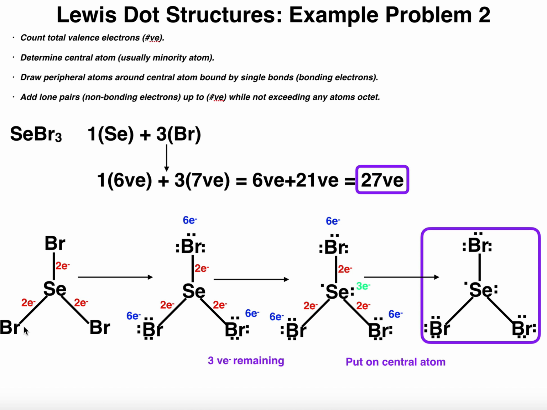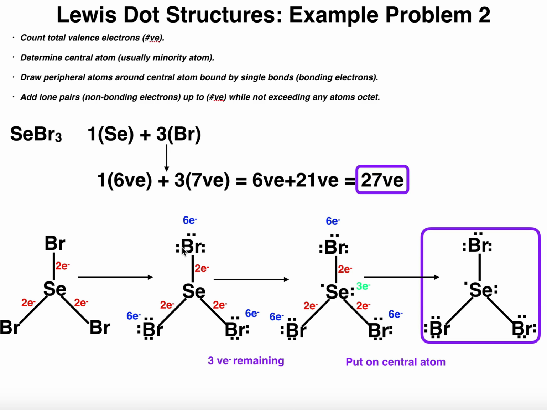Again, remember each of these single bonds represents shared bonding electrons, and each bond is going to be 2 electrons, 1 donated by the bromine, 1 donated by the selenium, so 2 per bond. That gives me a total of 6. So in other words, I've used up now 6 valence electrons of these 27. The next step is to add lone pairs or non-bonding electrons potentially up to the total while not exceeding any atom's octet. Again, we're going to add them around each of these bromines, but we don't want to exceed the octet of each of these bromines.